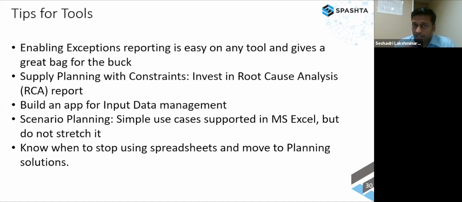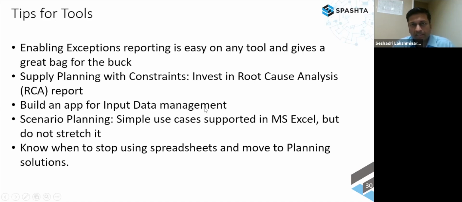So know when that should happen. It's probably different for different companies, but as a planning team, you should know that and be very clear about it. Number one. Number two, scenario planning that we talked about. It'll be tempting to use the scenario planning in Excel, which is not too bad actually, but don't stretch it. It could kind of backfire in a little bit more complex cases if you're a very heavy Excel user and you build your own planning system in Excel. So be careful. If you use this, build an app for input data management.